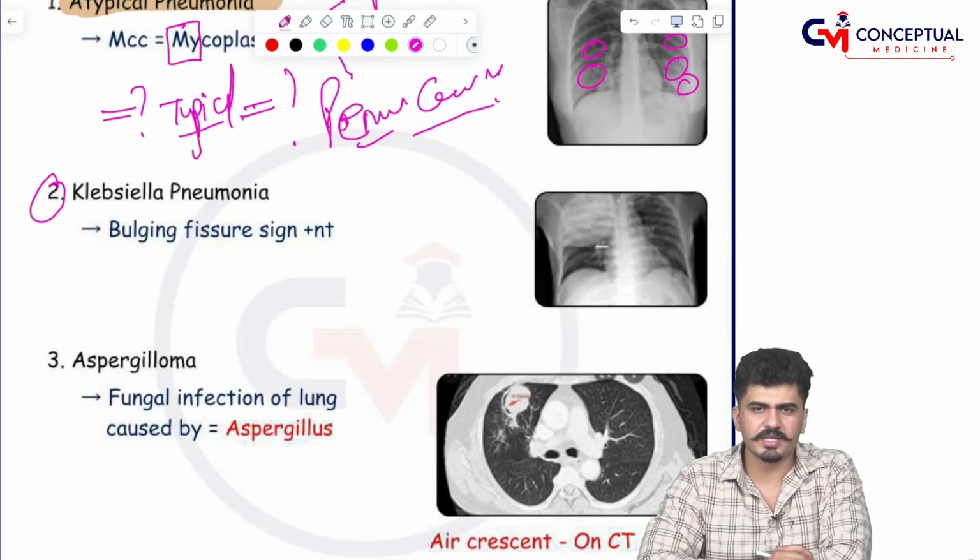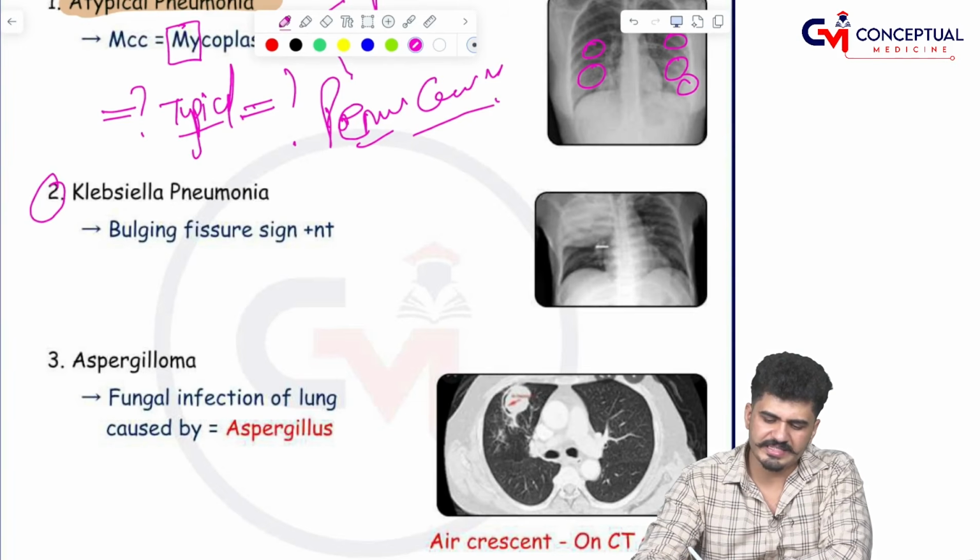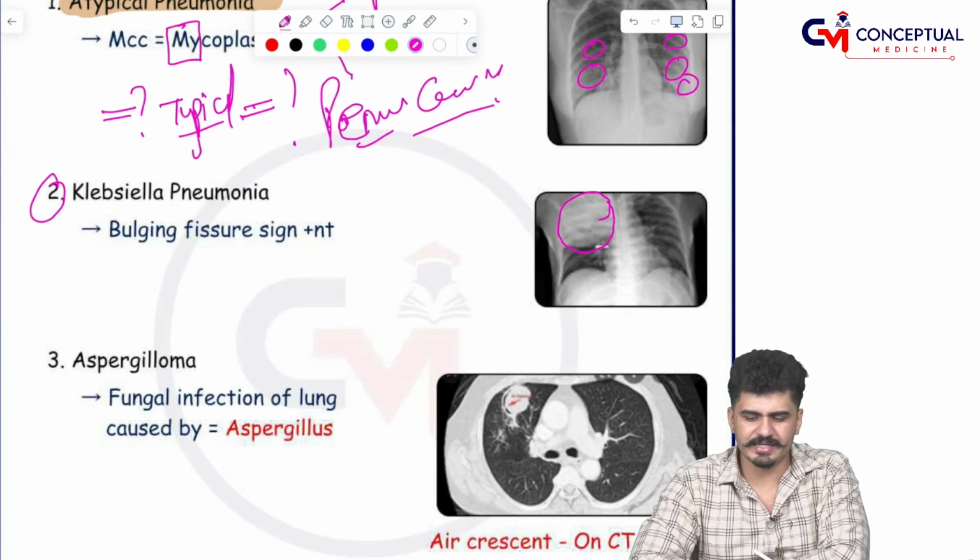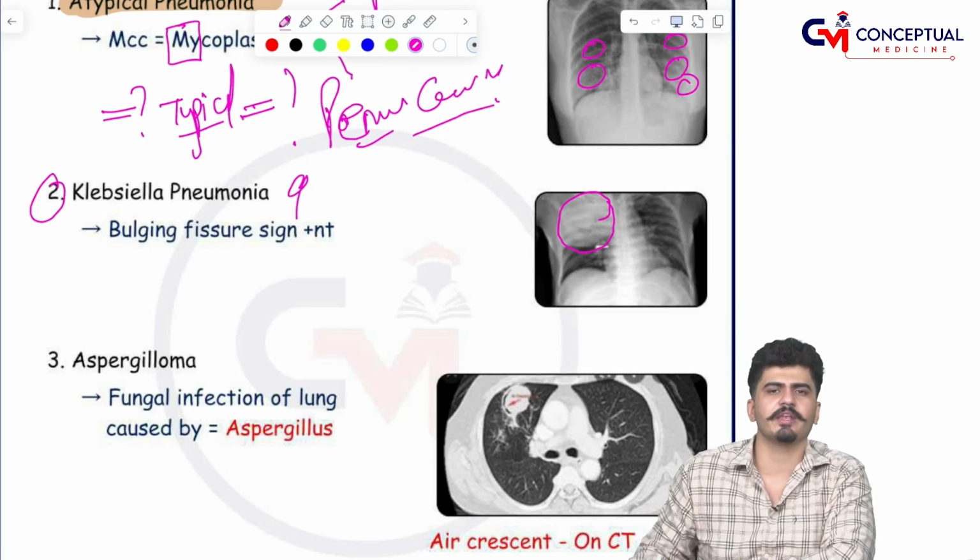Klebsiella pneumoniae will lead to a bulging fissure like this. You can very well appreciate right here, opacity on the right side, upper lobes are involved. This is a bulging fissure present, and this is going to be Klebsiella pneumonia.